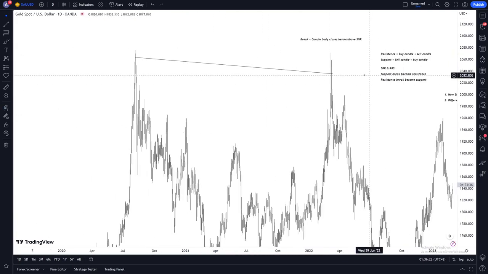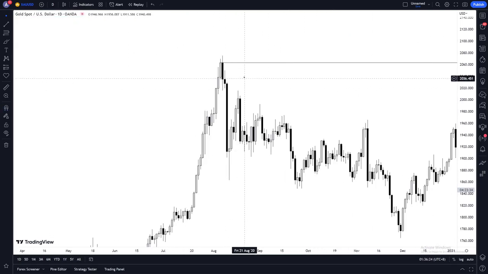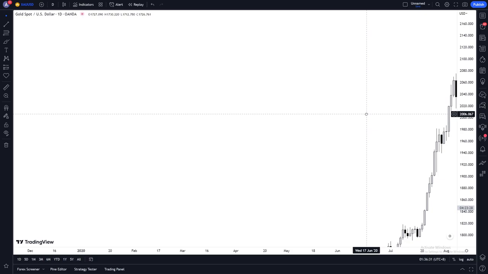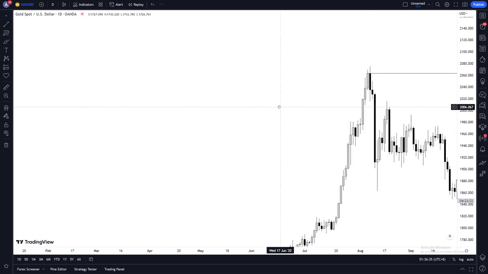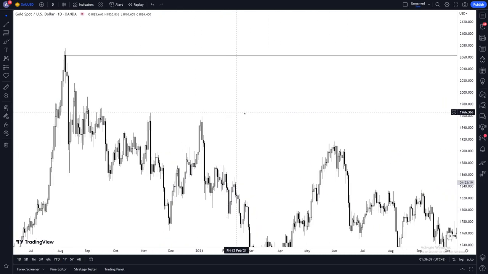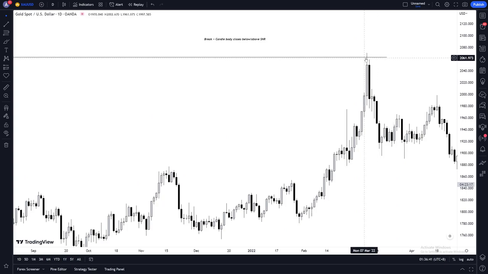lower time frame. What is this? Buy, sell, fresh. Fresh, why? Nothing's ever touched it before. Buy, sell. Now buy, sell, okay, that is resistance. Has anything touched it? No, nothing. Fresh so far. Fresh so far. Boom. Touches it.